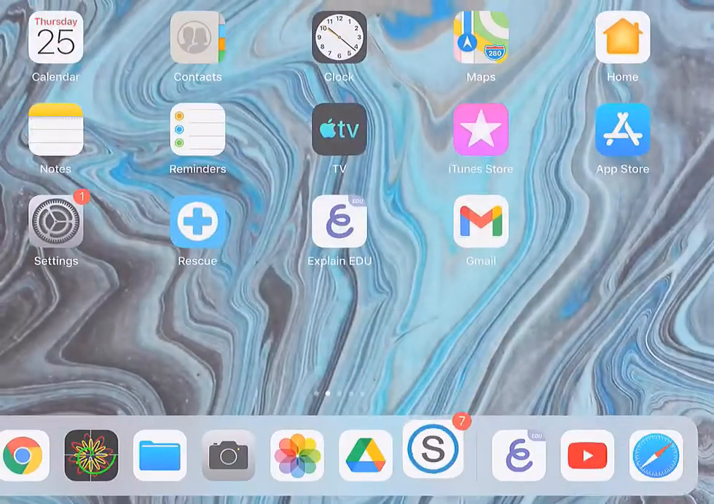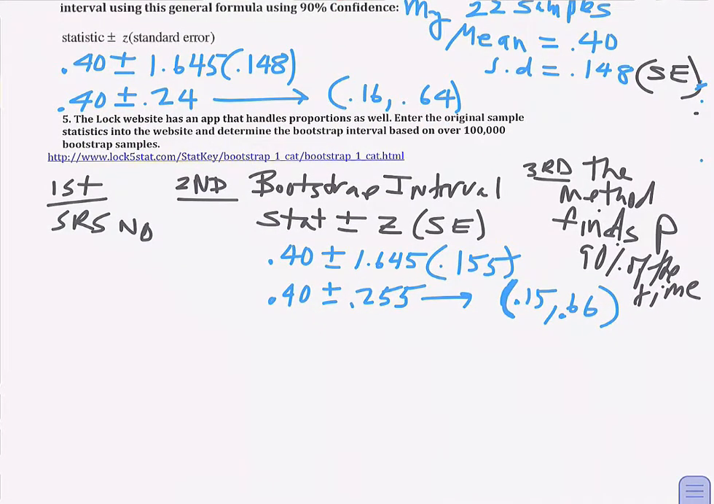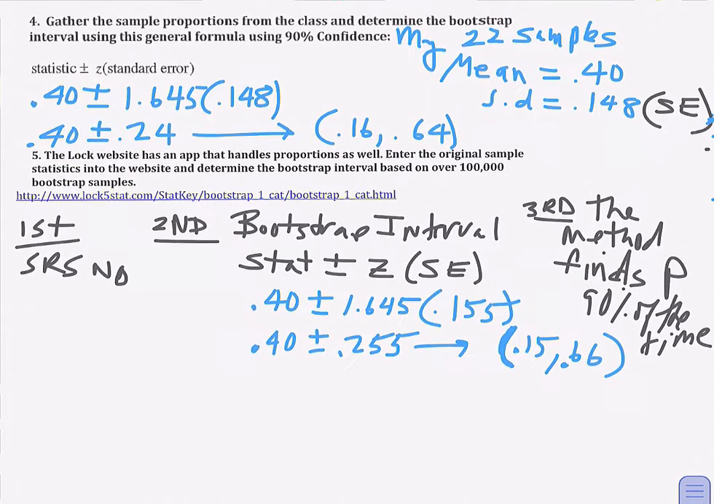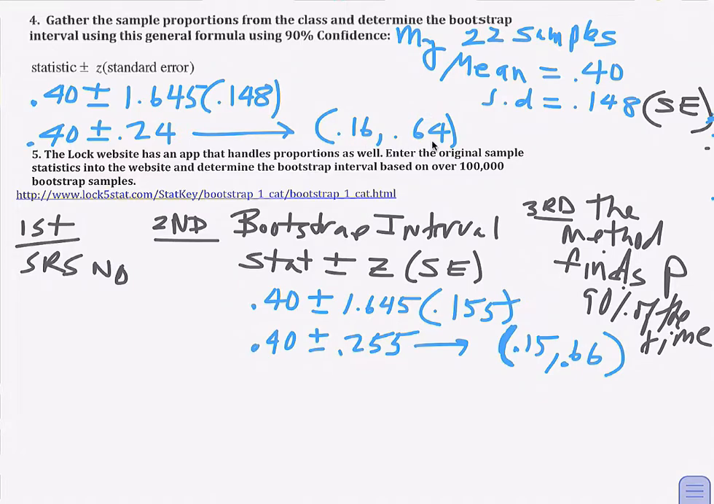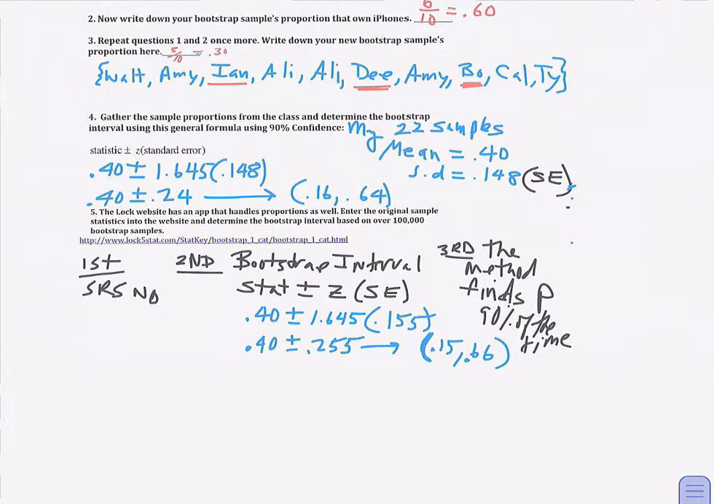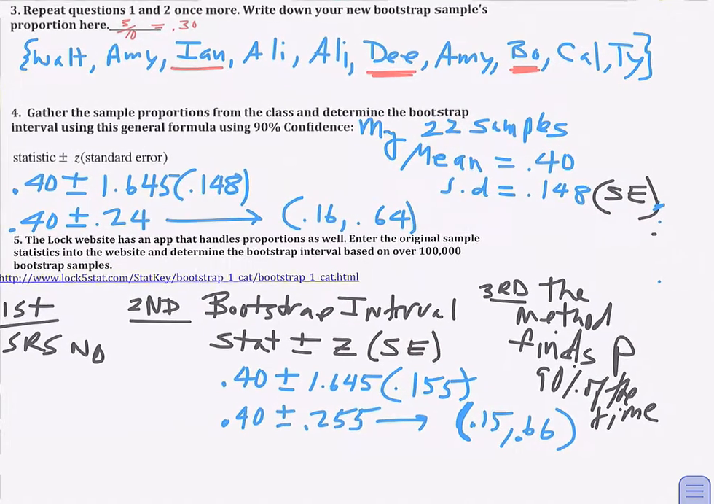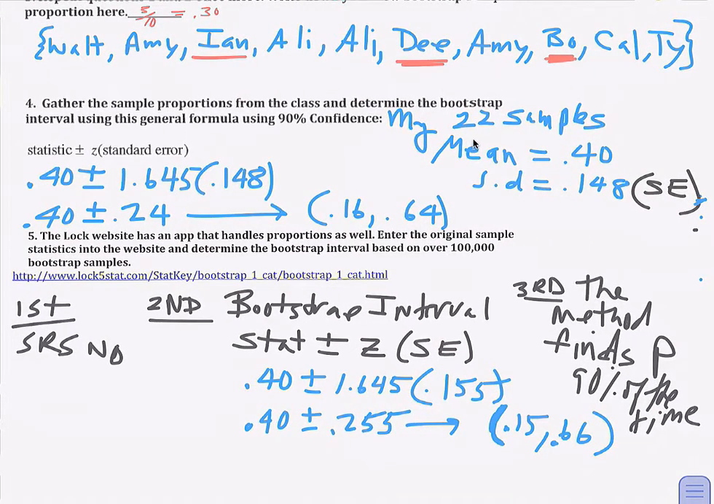So that would be the final answer there. Somewhere between 15% to 66% own iPhones, and the answer is very, very similar to the one above, as it turns out. Which is quite interesting because the one above involved only 22 bootstrap samples, and this included thousands and thousands. So that one was a little bit off target because there were only 22 samples.